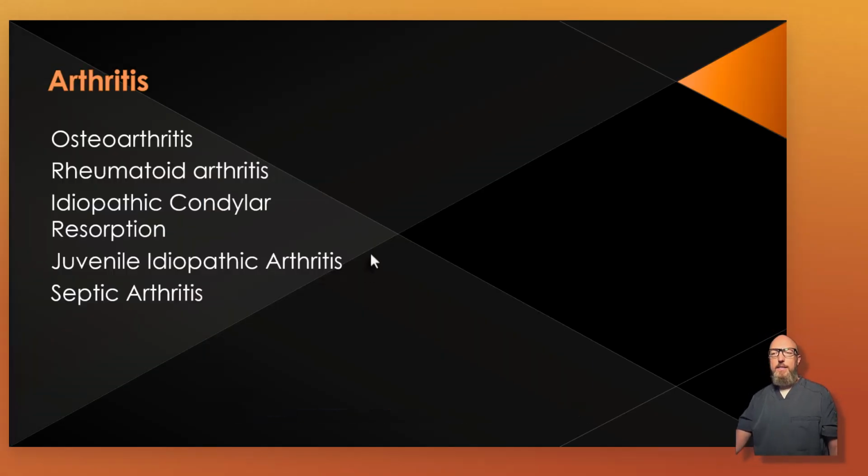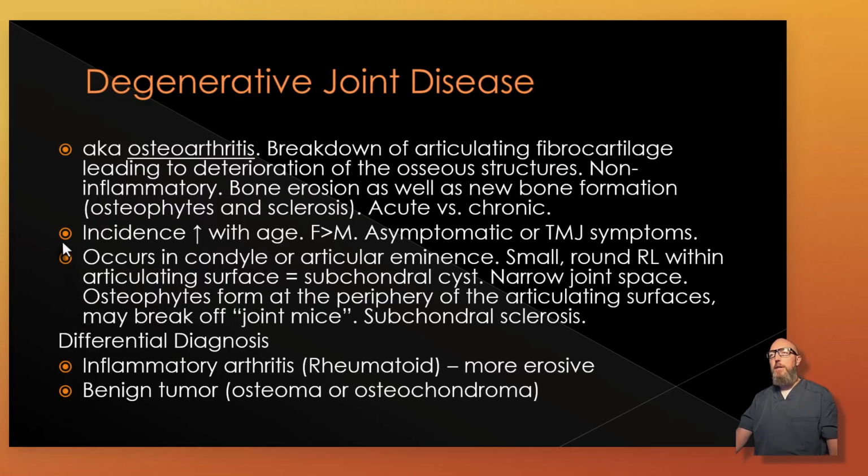All right, now let's cover some arthritis. The big one, osteoarthritis, and then the second one to know would be rheumatoid arthritis. A little bit about these more rare ones. So degenerative joint disease is our term for osteoarthritis. That's a breaking down of the articulating fibrocartilage. It leads to deterioration eventually of the bony structures.